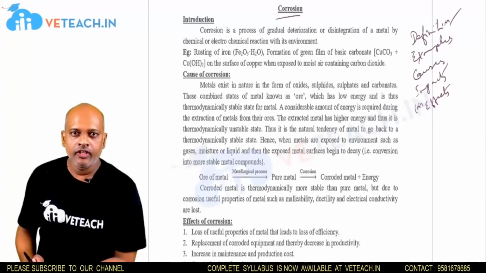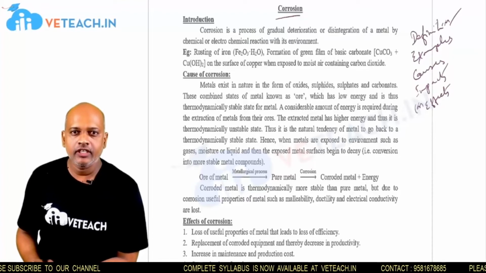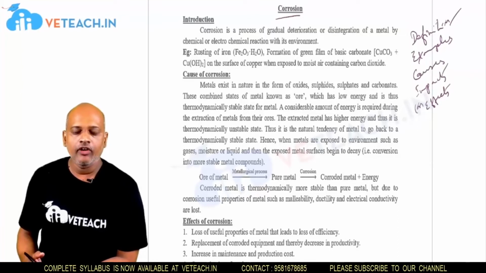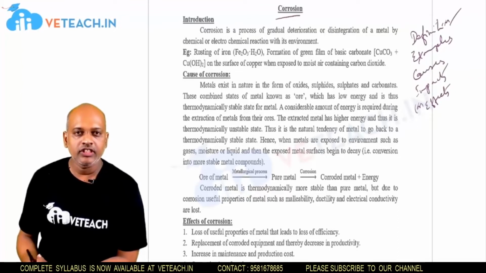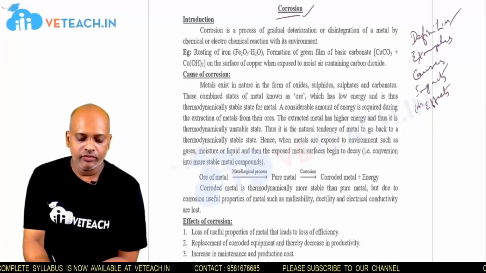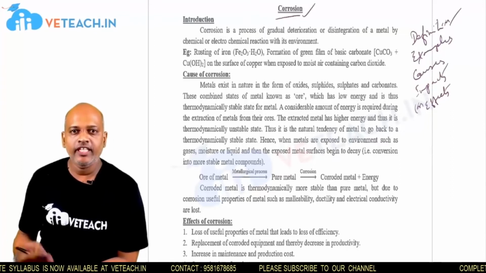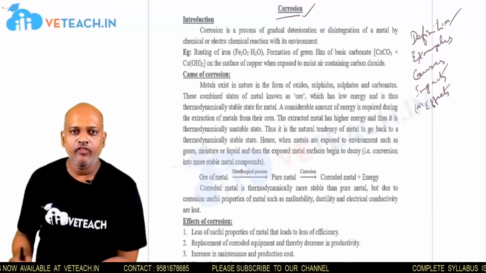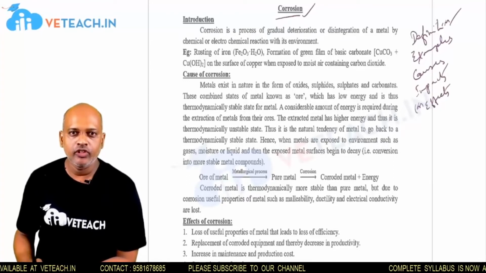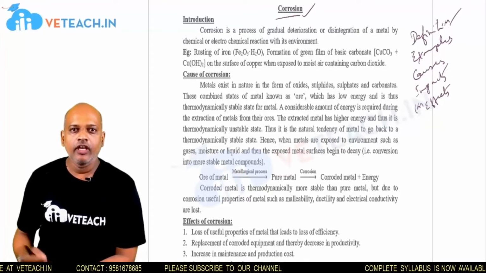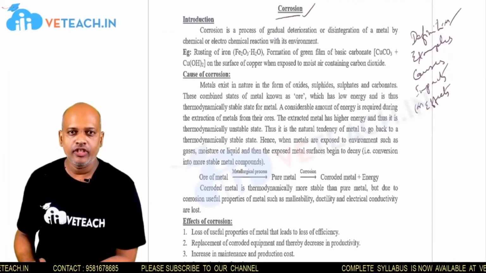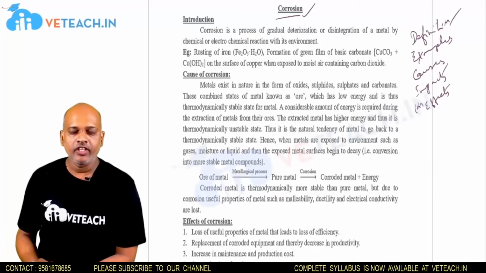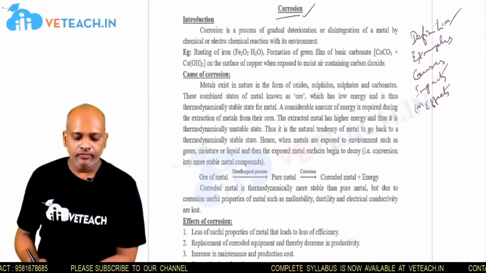What is corrosion? Corrosion means the destruction or deterioration of the metal by chemical or electrochemical processes. That means when the metal is exposed to the environment, or is present in a chemical environment or a chemical solution, then the metal will undergo some destruction or deterioration. That deterioration, disintegration or destruction of the metal is called corrosion.